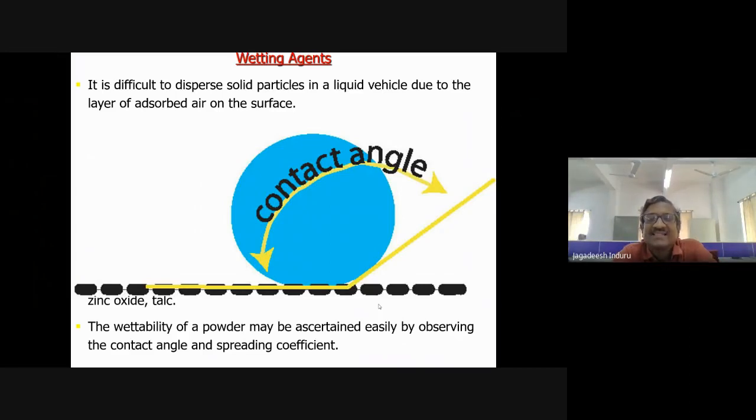So you see that the tangent which is drawn at the solid surface, then it is taken from the plane of your liquid, the contact angle you are going to get. So this is the angle between the surface of the liquid and the tangent which is drawn to the surface of the solid. The intersecting point, you note that and find out the angle. That angle is going to be your contact angle. So in this particular case, the wettability of the powder may be ascertained by usually observing this contact angle and the spreading coefficient. So what is the spreading coefficient? We have seen the contact angle. What the spreading coefficient is, we will also see.